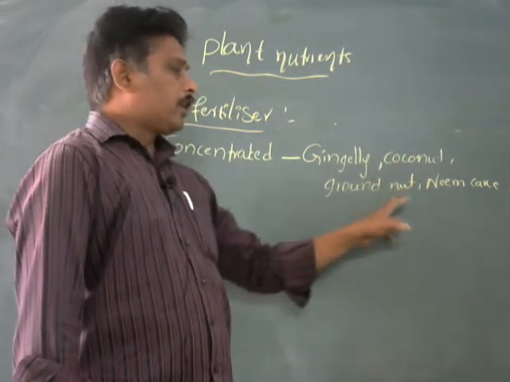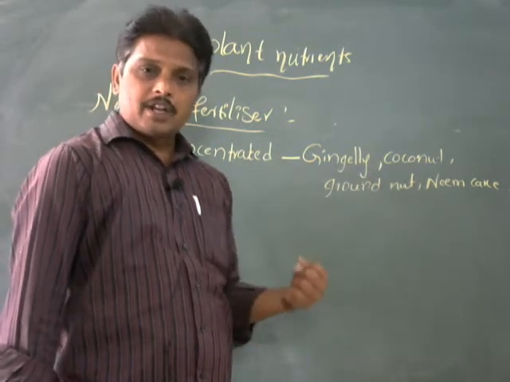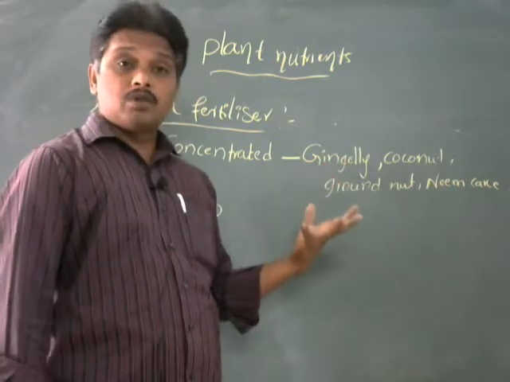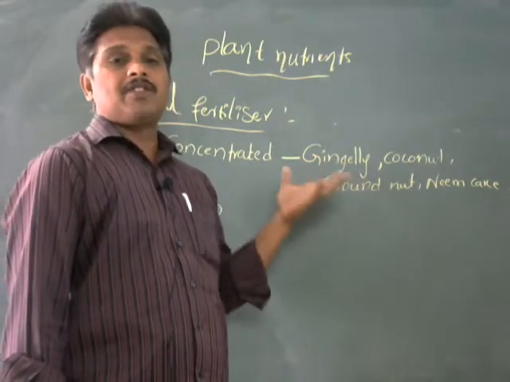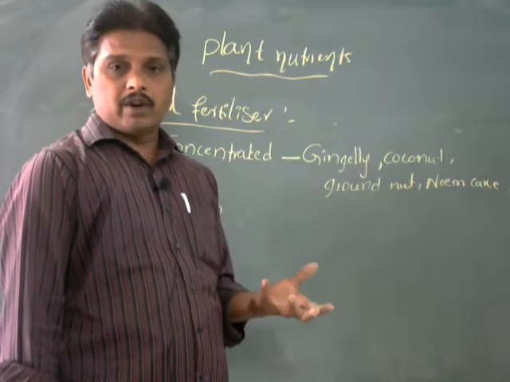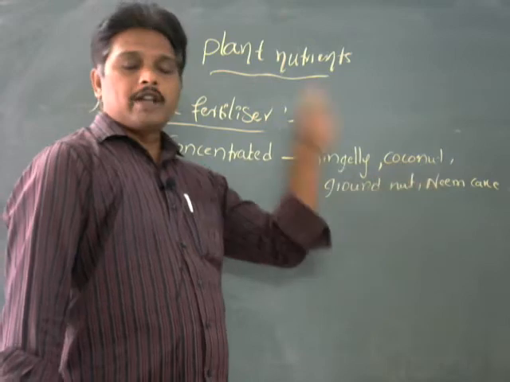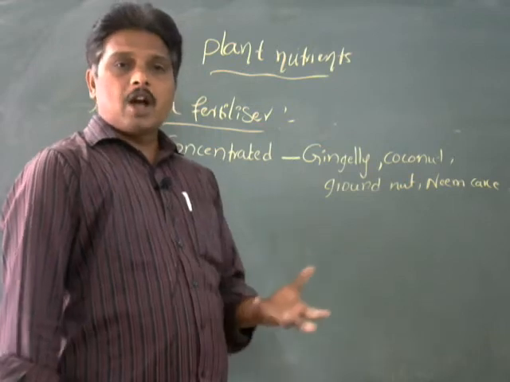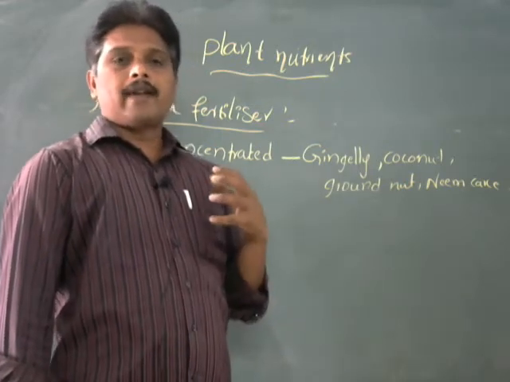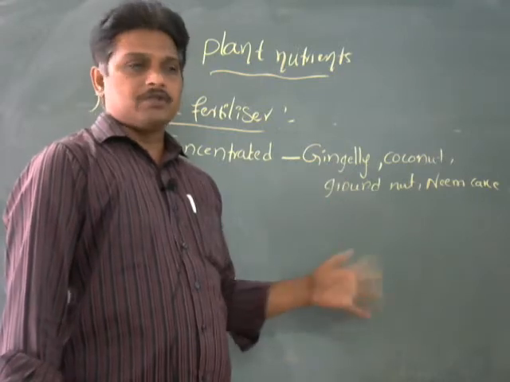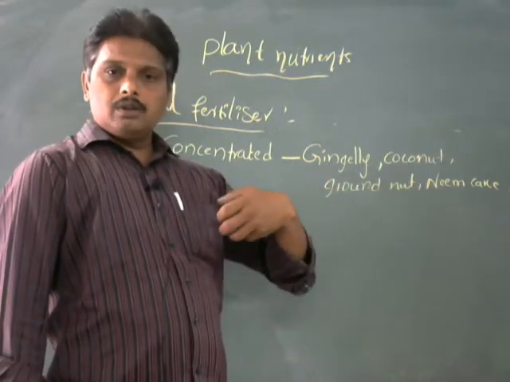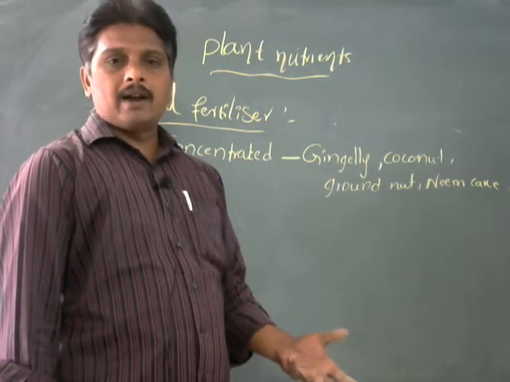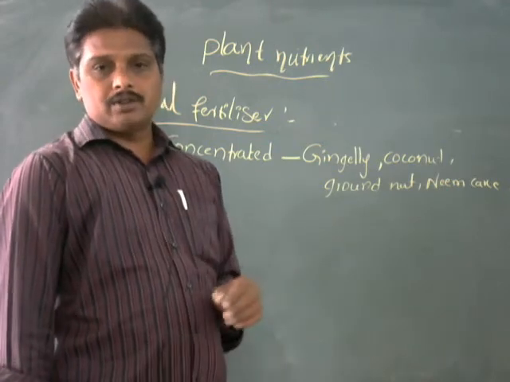Generally there is coconut cake, groundnut cake, neem cake. After extracting all those oils, the remaining cake is used as fertilizer. This cake consists of high amounts of nitrogen, potassium, phosphorus and other trace elements. Highly concentrated, that is why they are called concentrated fertilizers. Gingerly, coconut, groundnut and mustard oil cakes are also used as fodder for cattle. At the same time they are used as fertilizer. When farmers broadcast them on crop land, they decompose and add valuable nutrients.